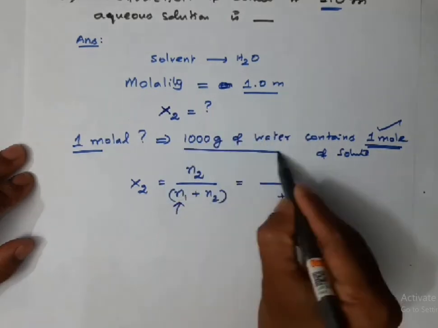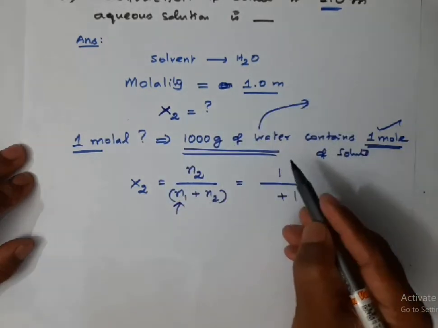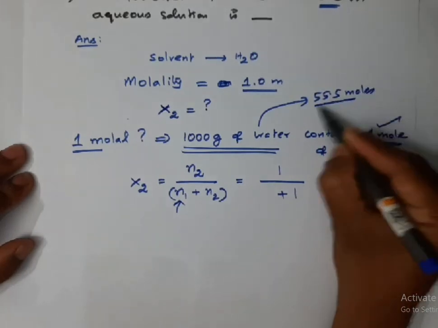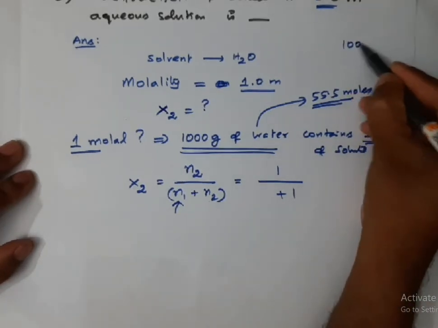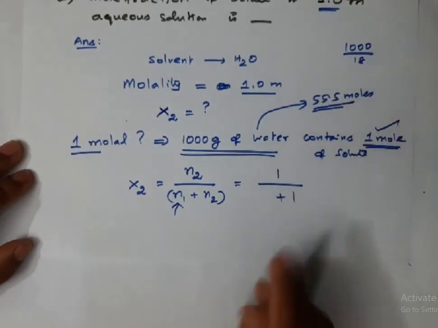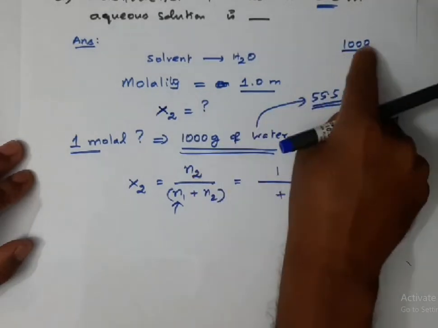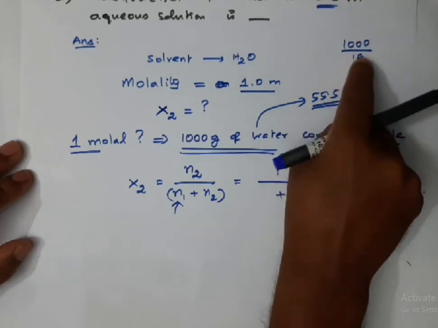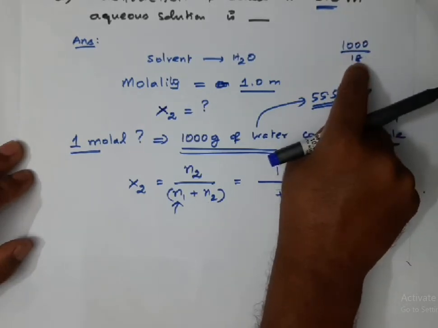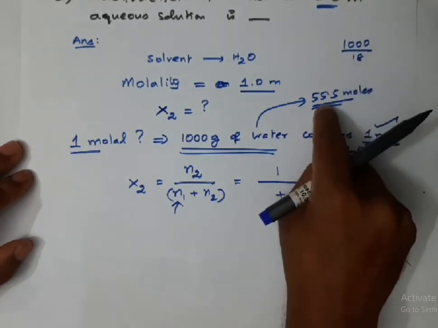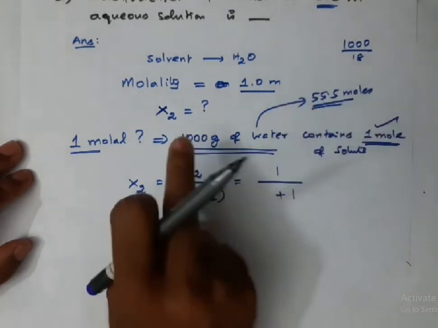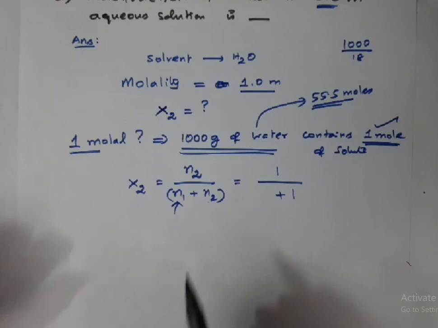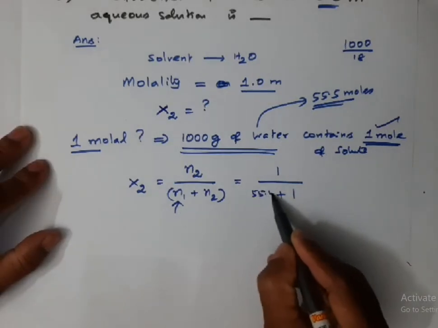Students, remember, 1000 gram of water contains 55.5 moles of water. Just remember this value. How? Very simple. Divide 1000 by 18, that's all. 1000 is the weight given, and 18 is the molar mass of water. Mass by molar mass will give you the number of moles. So if you divide 1000 by 18, you will get 55.5. So the number of moles of solvent here is 55.5.